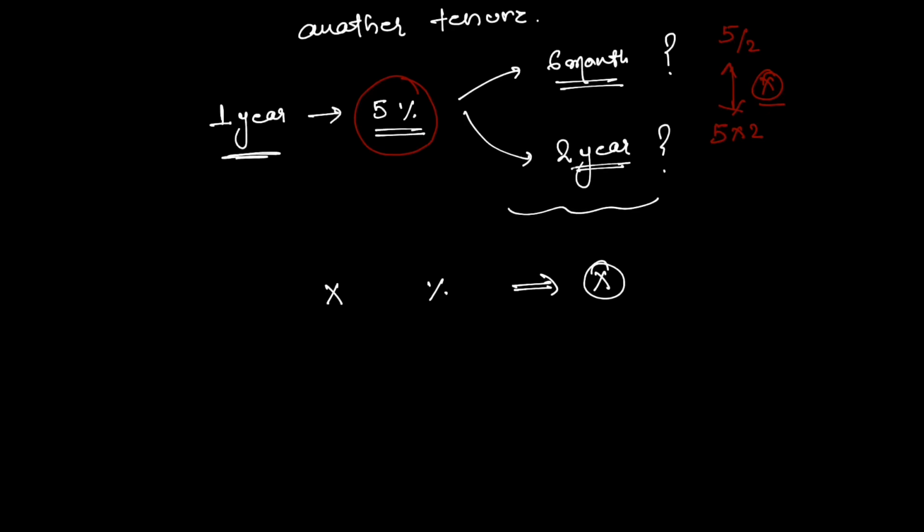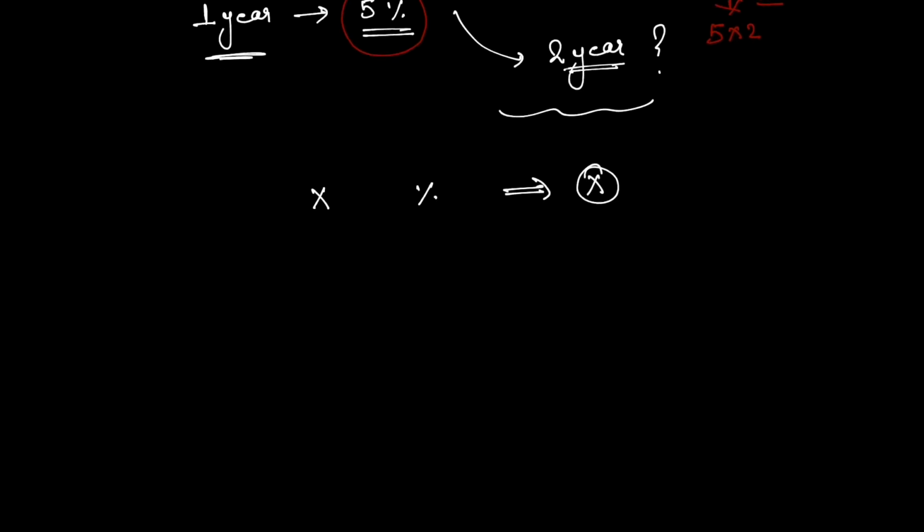So if the effective interest rate of 1 year is 5%, and you want to move to another tenure, to convert it into the 6-month effective interest rate, you have to play with what? You have to play with power.